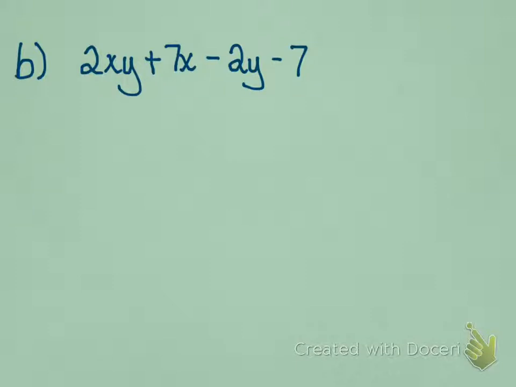Alright, letter B. Same thing. You have 4 terms. So remember, your plus and minus signs separate them. So the first thing you're going to do is group your first 2 together and your second 2 together.